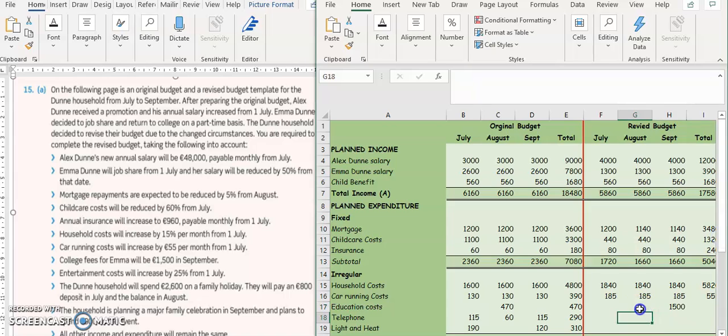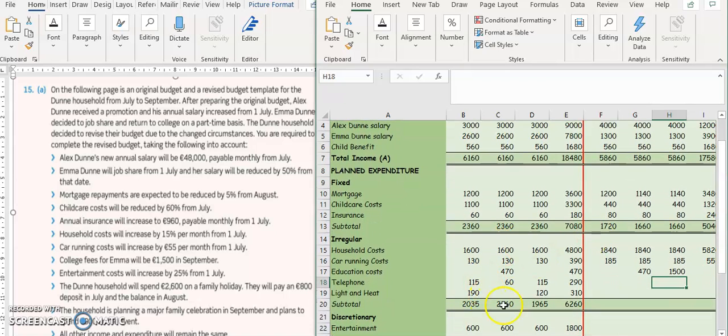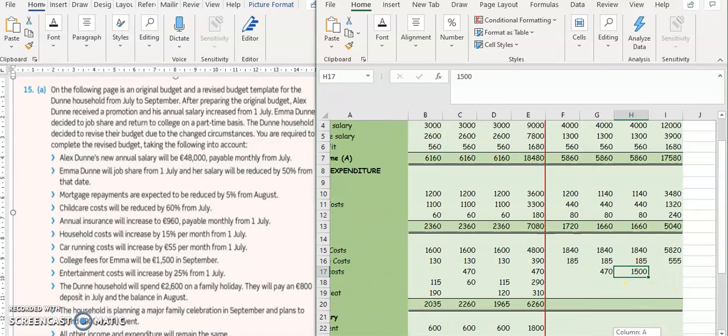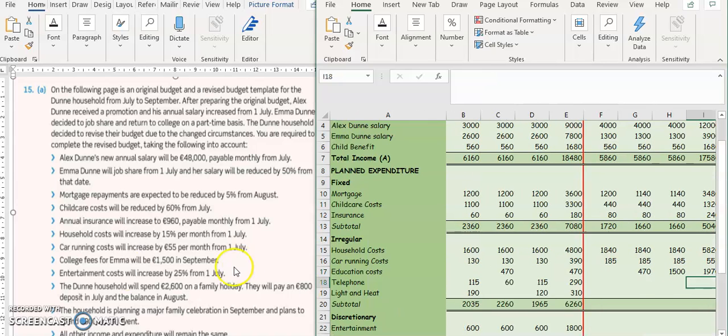And we also have, from the original budget, 470 from August. So make sure you put in that original budget as well, because that's what we had budgeted for in August, was 470. The revised budget now is 1,500 for September, and then we're going to add those two up. I got 1,970.